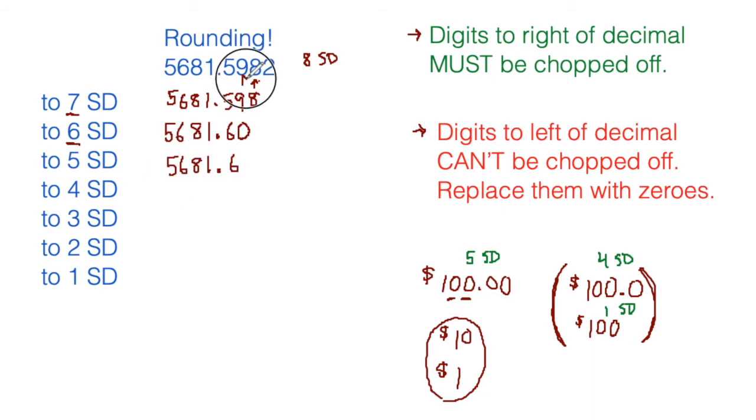5 significant digits means we're getting rid of the 9, which is large, so we're making this 5 a 6. If we're rounding to 4 significant digits, that means that we are rounding to this place value. We want to get rid of the 5, which is large, so we are making this 5,682.